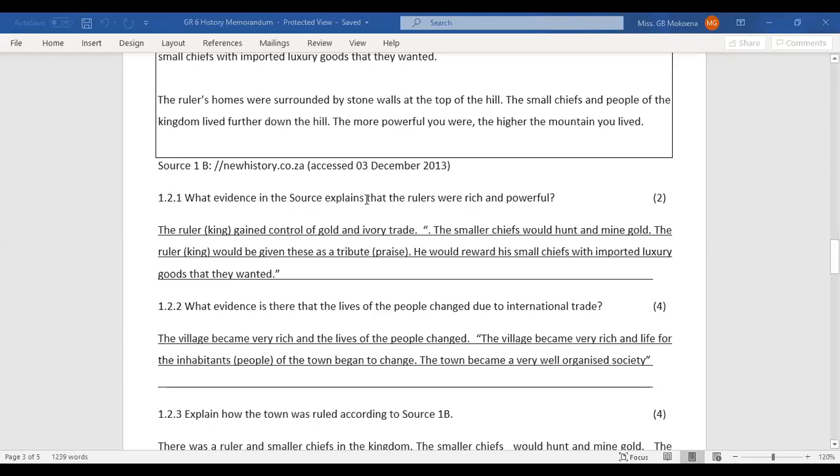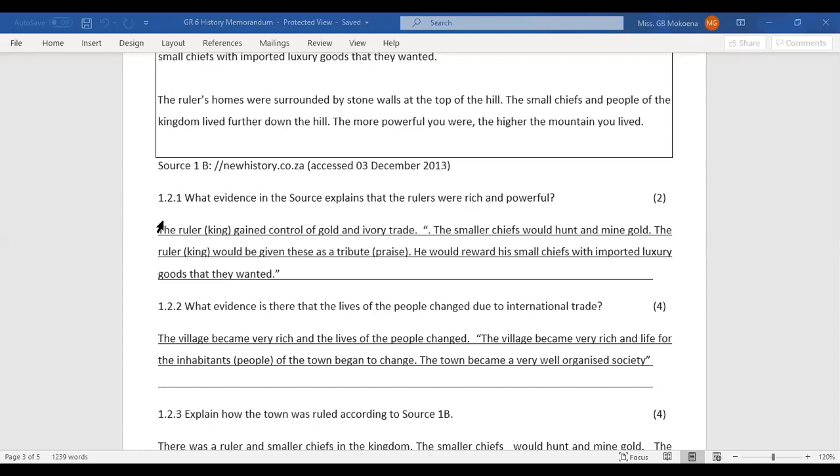What evidence in the source explains that the rulers were rich? Number one, the rulers or king gained control over the ivory trade and gold. So they were the ones in charge. When you're trading something, you're getting something as well, and that means you become rich and more powerful. The smaller chiefs would hunt and mine gold. The ruler or king would be given these as tribute, and he would reward his small chiefs with the imported luxury goods that they wanted.